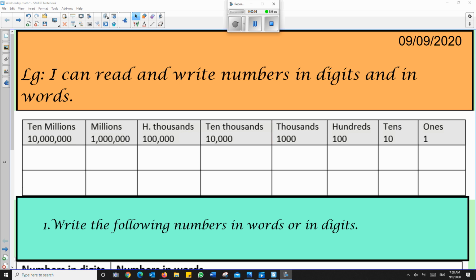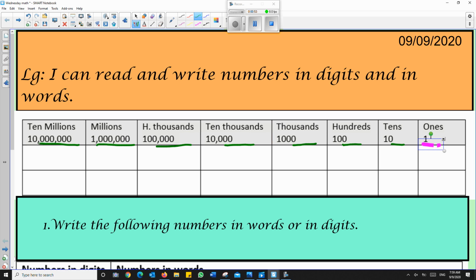Today we are going to learn how to read and write numbers in digits and in words. So we are going to use our place value chart to help us read numbers and write numbers. So remember that our columns read from the right-hand side: we have ones, tens, hundreds, thousands, ten thousands, hundred thousands, millions, and ten millions.